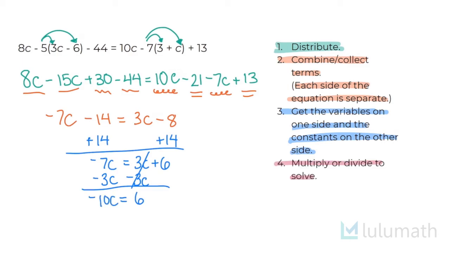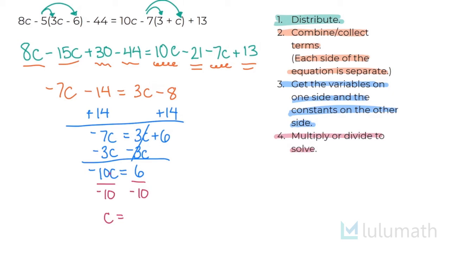Now I can multiply or divide to solve. So here I have negative 10 multiplied by c. So the opposite of multiplication is division. I'm going to get rid of only the negative 10 because I still want the c left over. I want 1c. And to make a negative 10 turn into a 1, I would divide by negative 10. So this would end up being 1c or just c.